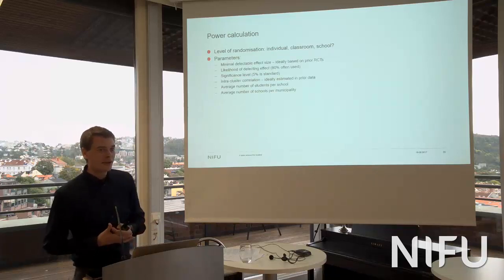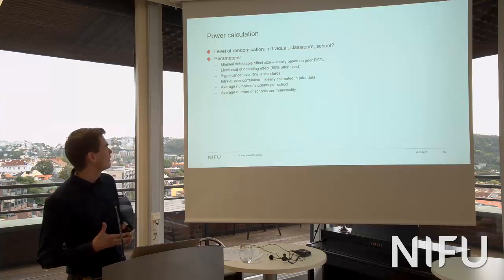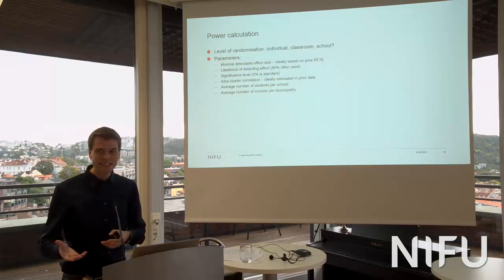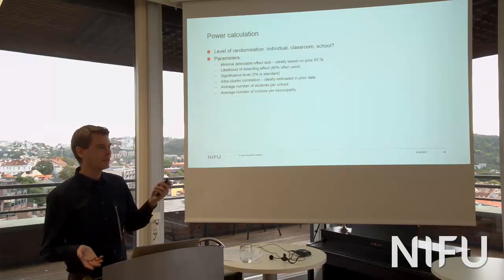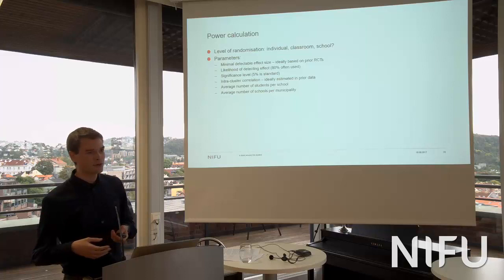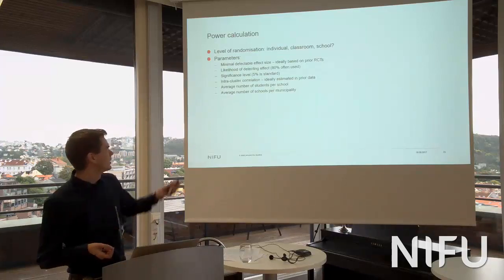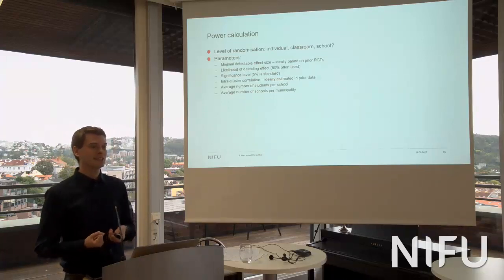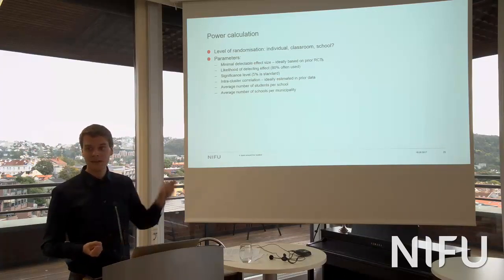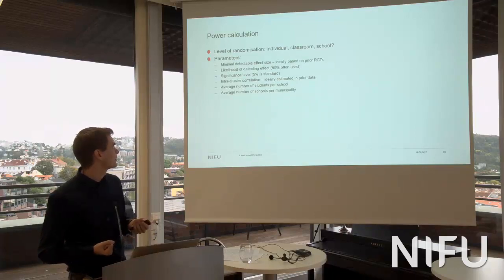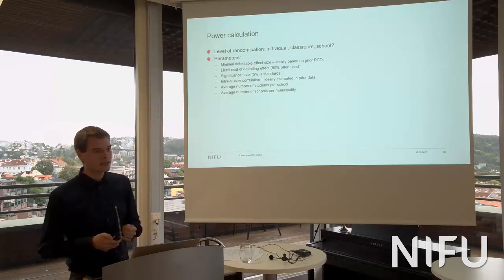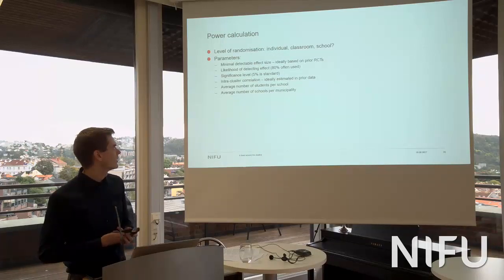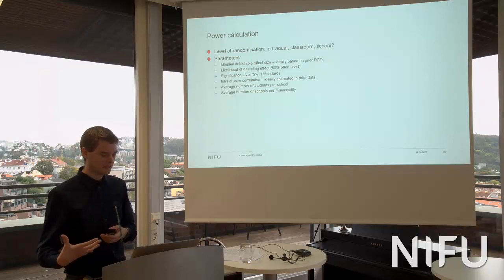Then we need a number of parameters. So we need a minimal detectable effect size, and this should ideally be based on prior RCTs or a pilot, and this is set to 0.2 standard deviations in this project. We need a likelihood of detecting an effect and the significance level that we're after, and these are usually set to 80% and 5%. Then there's the intra-cluster correlation. That's the share of the total variance which is within the schools. And this is estimated based on prior data.